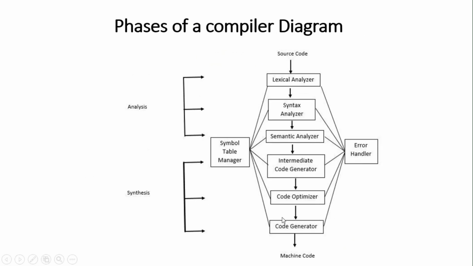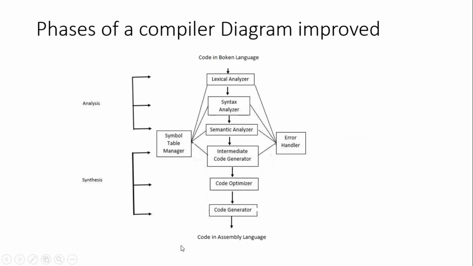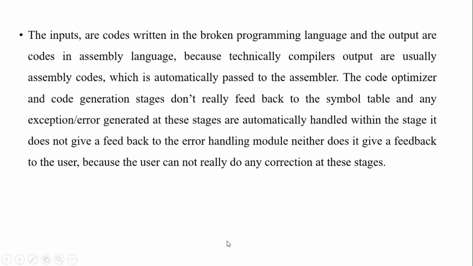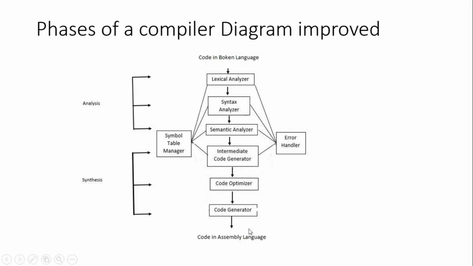And also, the output of a compiler is never machine code. That is one thing that has been misunderstood in academia. The output of a compiler is never machine code. The output of a compiler is code in assembly language. From this point, the compiler has done its job. What picks it up from here is an assembler.